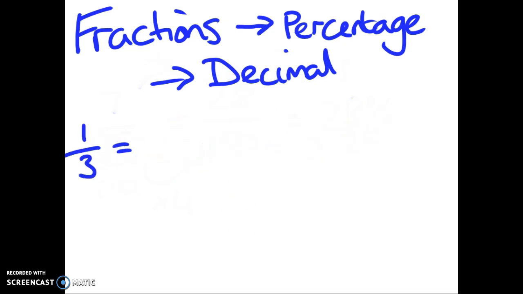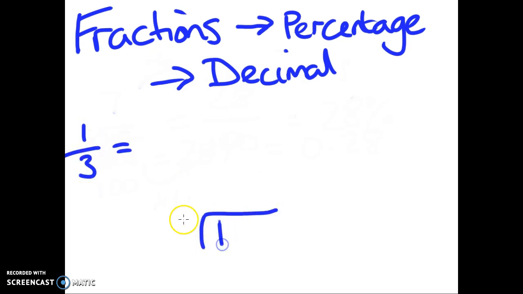Right, let's have a look at a slightly harder fraction to convert then. This time I've got a third. Hopefully we should be able to see there's not going to be a nice round whole number we can multiply 3 by to get a nice 100 denominator. So this time we're going to have to take a different approach. If we think about this fraction, 1/3, this line means divide, means 1 divided by 3. So what we can do is we can set up a little bus stop.